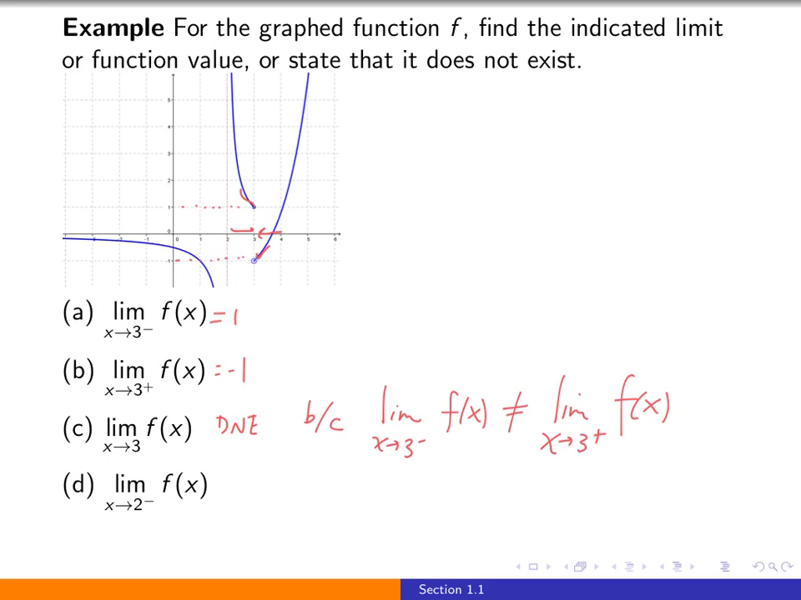Lastly here, let's determine what is the limit as x approaches 2 from the left. Well, if we think about plugging in something just to the left of, but not equal to 2, if we trace along the graph, and here we're going to have to imagine that the graph continues as we might expect, we see that the graph is just getting smaller and smaller in that negative sense. It's getting very large and negative. It just keeps going downward.